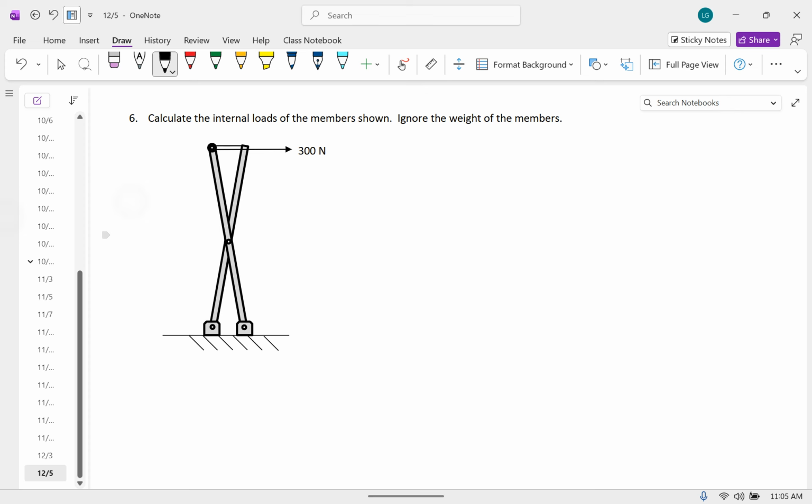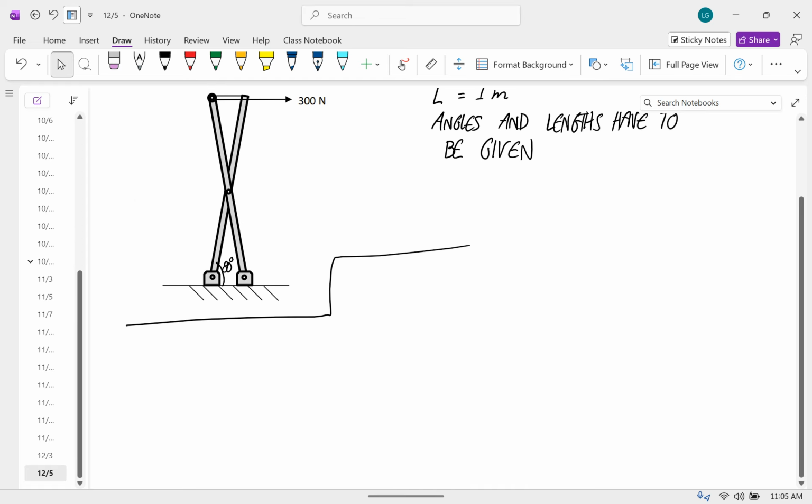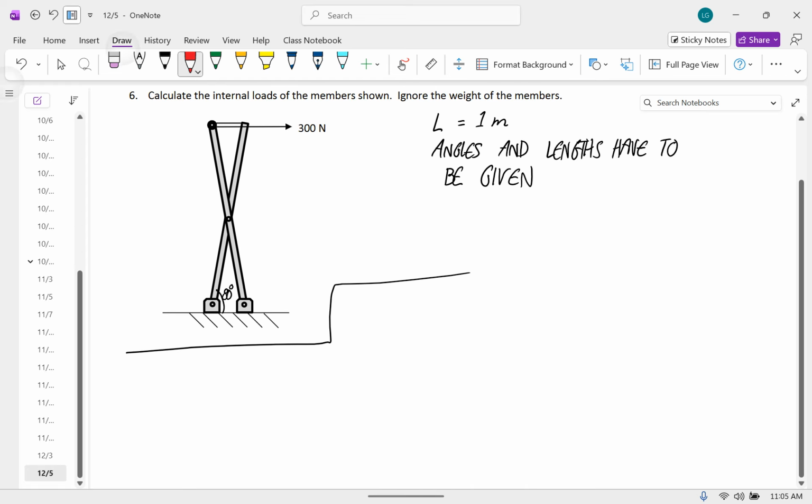Let's say that this angle for both of them is 80 degrees. And let's say that the lengths are 1 meter. Okay. So those have to be given. And let's number these. I'll call this one 1 and this one 2.